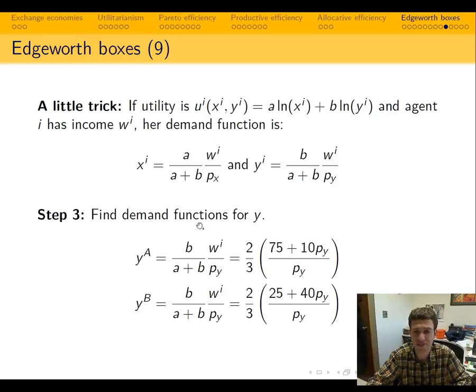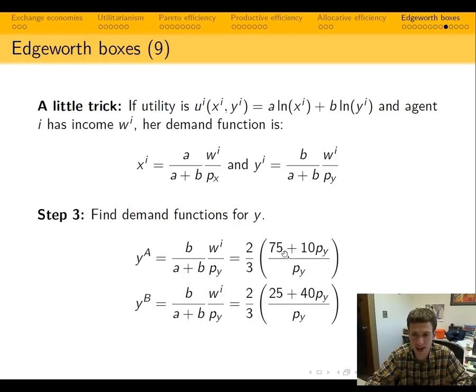So step 3 is to find demand functions for y. So we're finding demand functions for y because we've already chosen the price of x, and what we're trying to find is the price of y. But to know the price of y, we need to work out the demand for y. Okay. So demand for y, we know it's b over a plus b, w over py. So for Anne, that's b over a plus b. For both of them, b over a plus b is 2 over 1 plus 2, so that's 2/3.